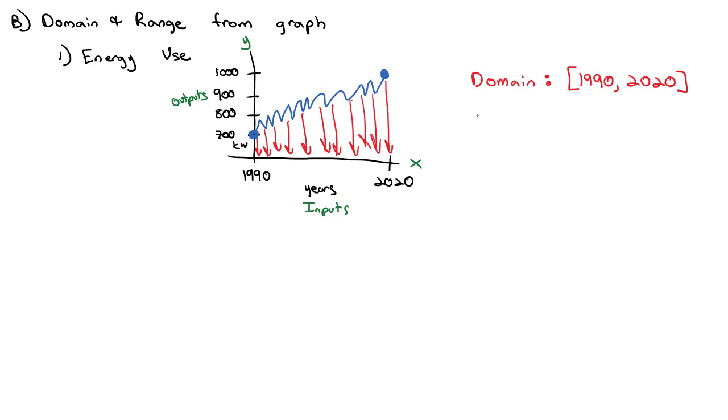But what if I was interested in the range? The range of this graph are all the possible outputs. If I start at the bottom of my graph, I see my graph goes out from 700 to 1,000, because range is the y values, how far up we're going. So the range is going from 700 kilowatts to 1,000 kilowatts. That would be the list of possible outputs, the range.